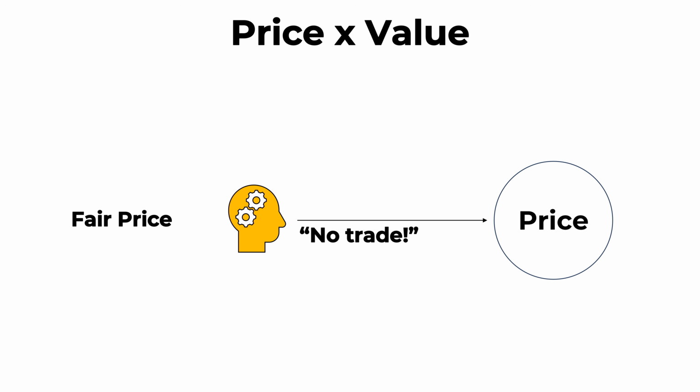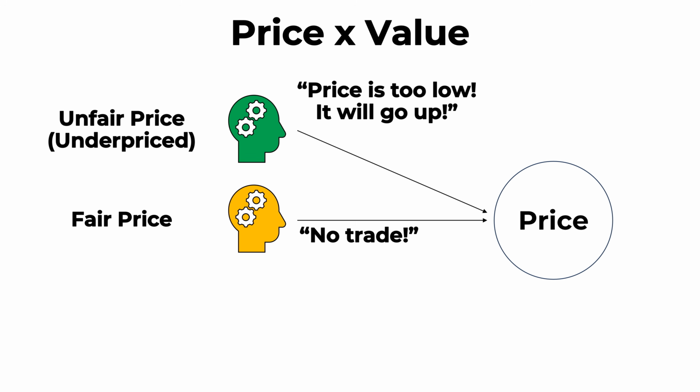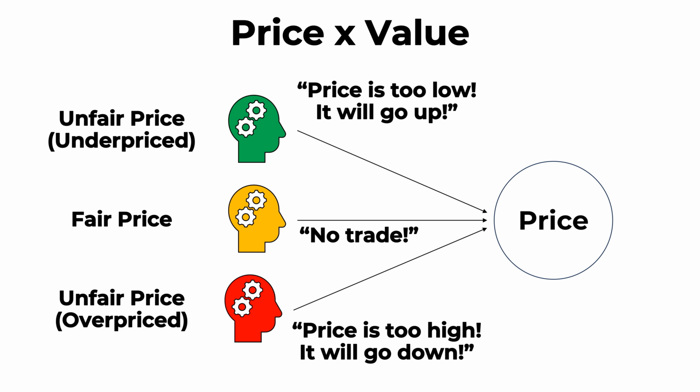A market participant can also perceive that the current price is below value. That will motivate this participant to be a buyer because of this perception that price is low. The third possibility is when a market participant perceives that the current price is above value. That will motivate this participant to be a seller due to this perception that price is high.